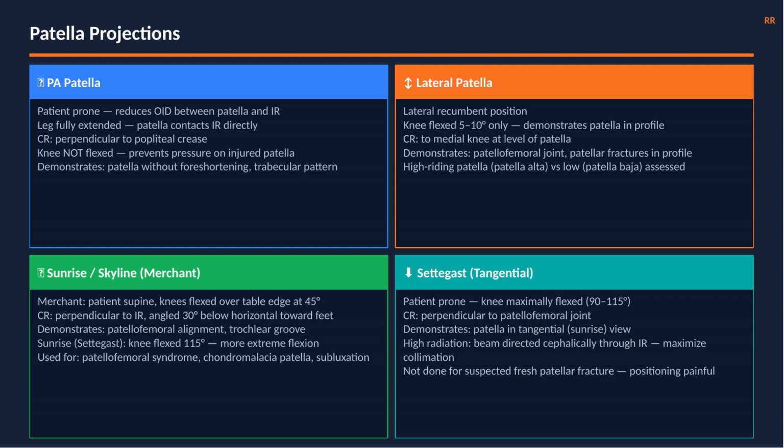Settegast, tangential. Patient prone, knee maximally flexed, 90 to 115 degrees. CR, perpendicular to the patellofemoral joint. Produces a sunrise-type view. Do not use with suspected fresh patellar fractures. The positioning is painful and risks displacement.